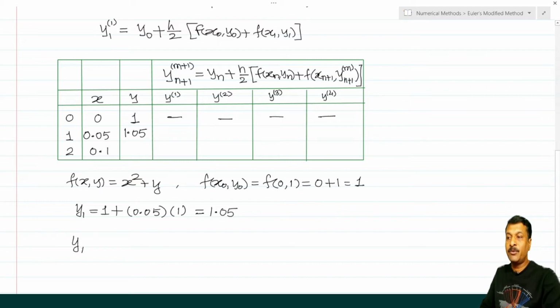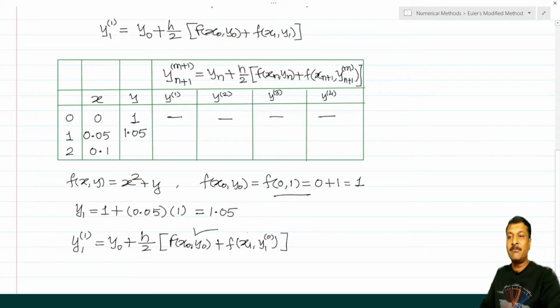So I want to improve this value. So how to improve? y1 at first position is equal to y0 plus h by 2 times f of x0 y0 plus f of x1 and the last value of y1. What is the last value in this table? You can see the last value of y1 is this one. I will denote it by 0th position. So I have f of x0 y0, this value, but I want this value now. It is f of x1 y1 at 0th position.